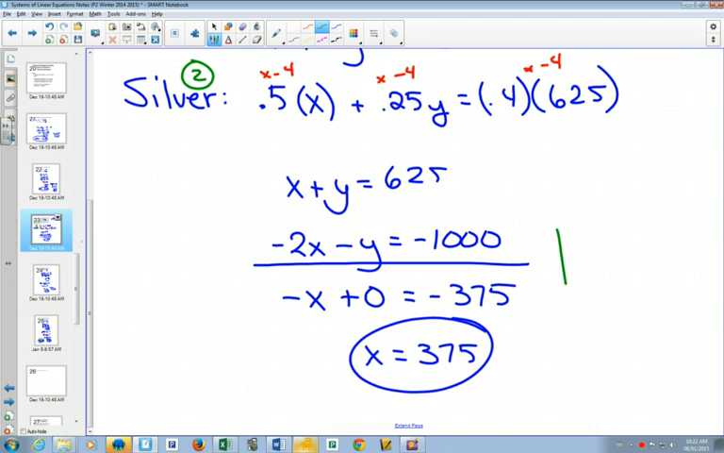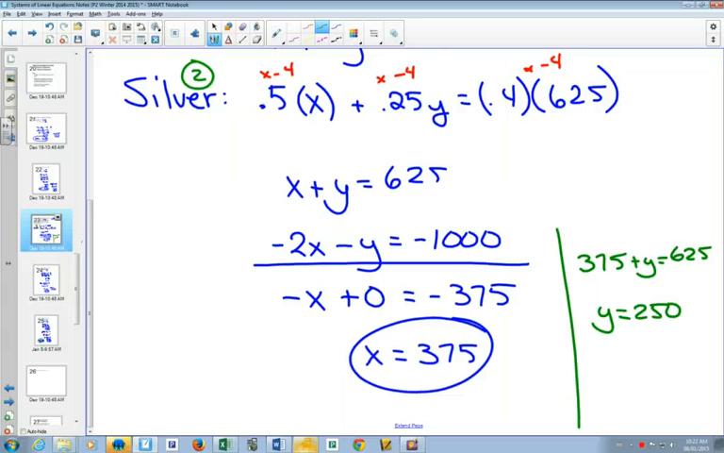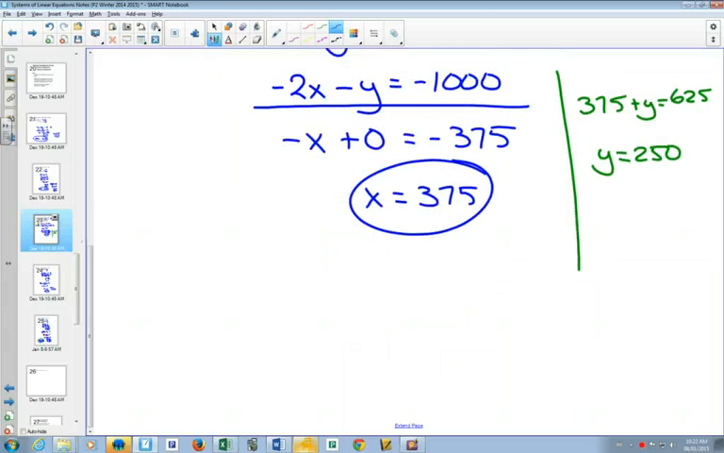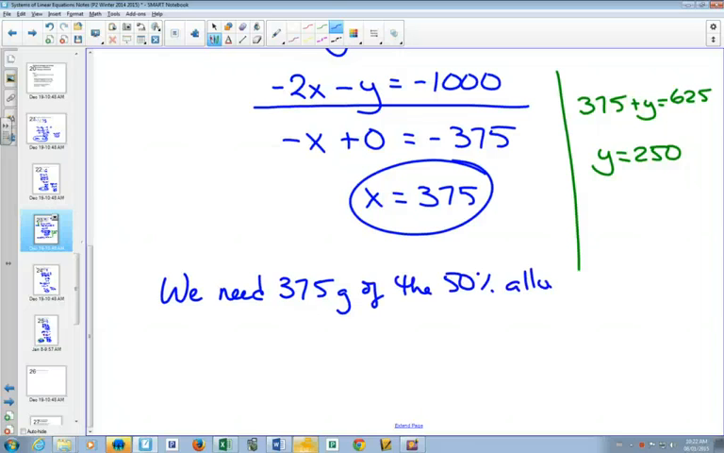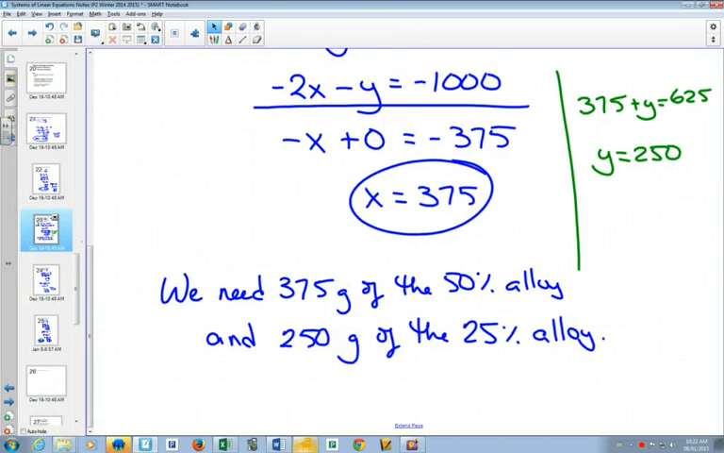And using equation 1, since it's a word problem, we'll end it with a sentence. So we need 375 grams of the 50% alloy and 250 grams of the 25% alloy.